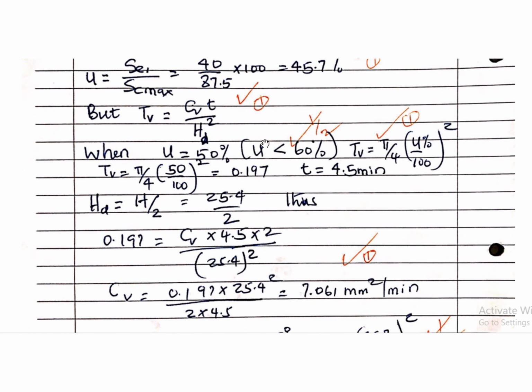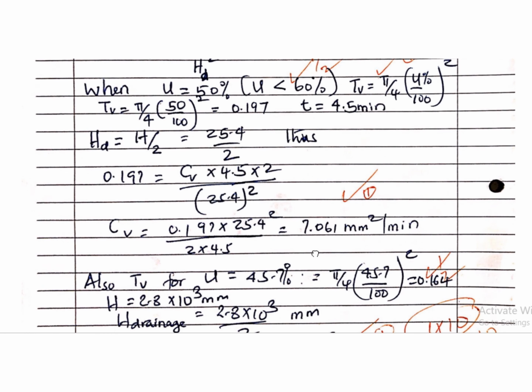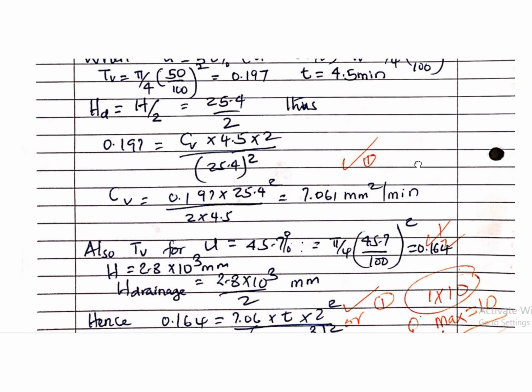All right. So once you get 0.197 equals Cv, which you don't know, times 4.5, over the drainage path. The drainage path is usually half the thickness of the layer if there's two-way drainage. So this is what we've done, 25.4 divided by 2. This is how it gets, and then you get Cv as 7.06 millimeters squared per minute.